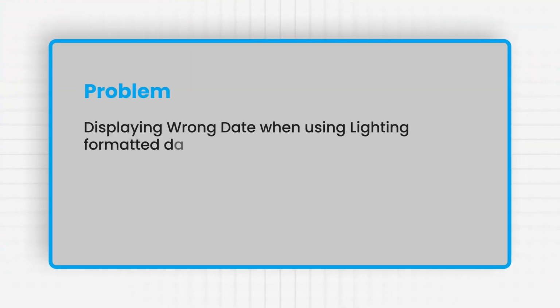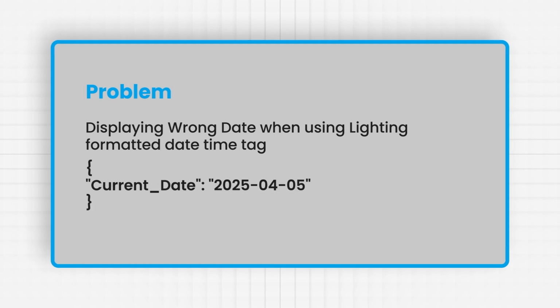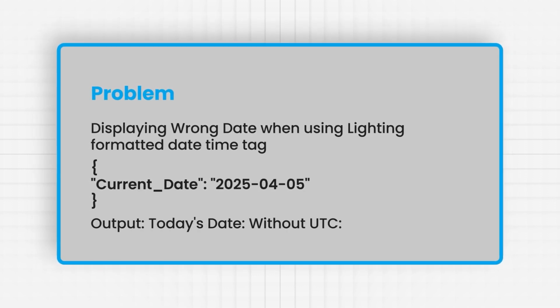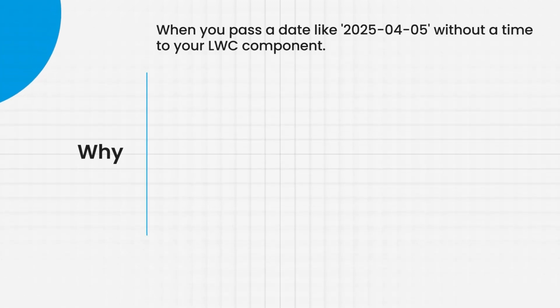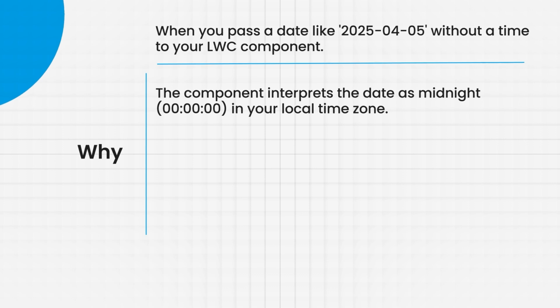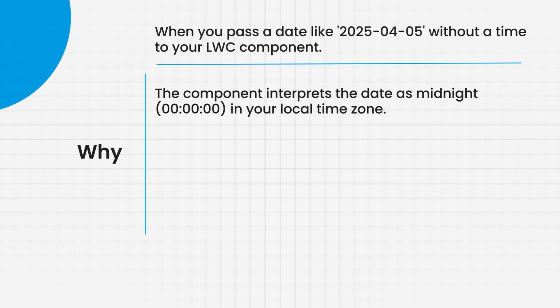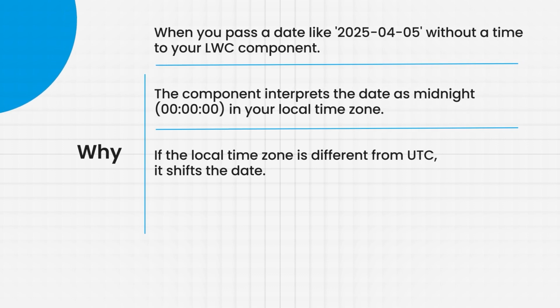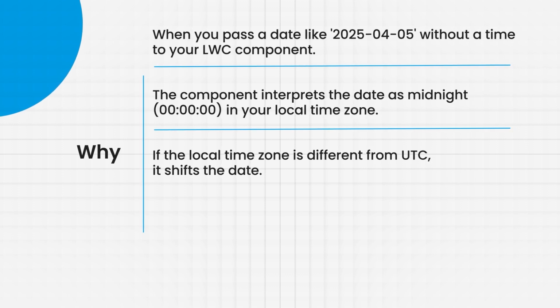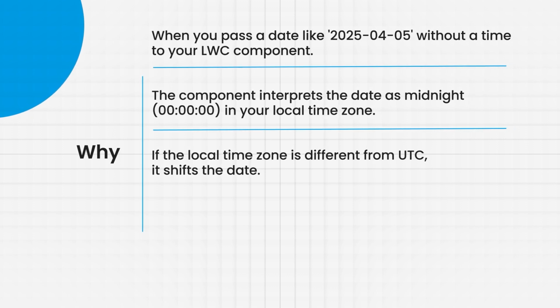Let's say you pass a date like April 5th, 2025 to your LWC component, but it is displayed as April 4th, 2025. Let's see why this is happening. Now since we didn't specify a time, JavaScript assumes it's midnight on that day, but it's midnight in your local time zone, not in UTC. If your org or browser is in a different time zone from UTC, like GMT-4, which is my time zone currently, the date will get shifted.